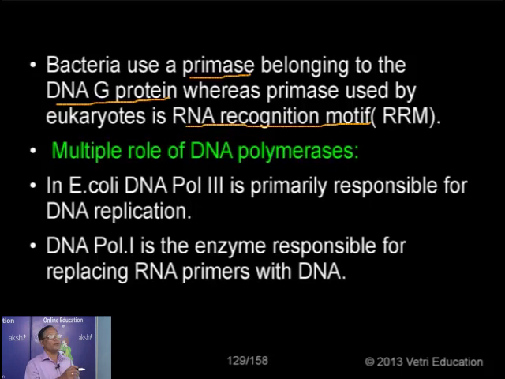So the primase enzyme, to which group does it belong? In bacteria, the primase enzyme is a protein belonging to the DnaG protein group. In eukaryotes, it belongs to a protein called RNA recognition motif, or RRM. So that is the chemical nature of the primase. You just have to know a little bit. What is the nature of primase in bacteria? It is a DnaG protein. What is the nature of primase in eukaryotes? It is otherwise called RNA recognition motif, or RRM.